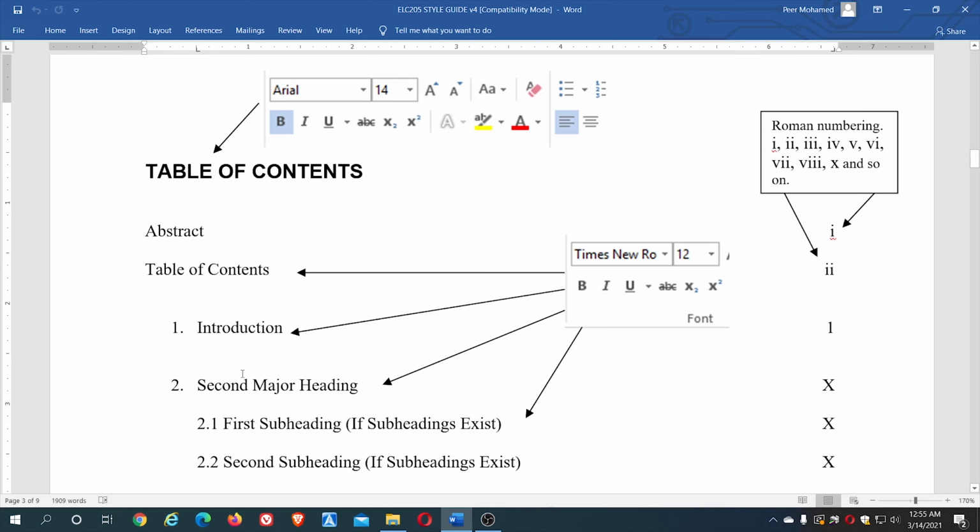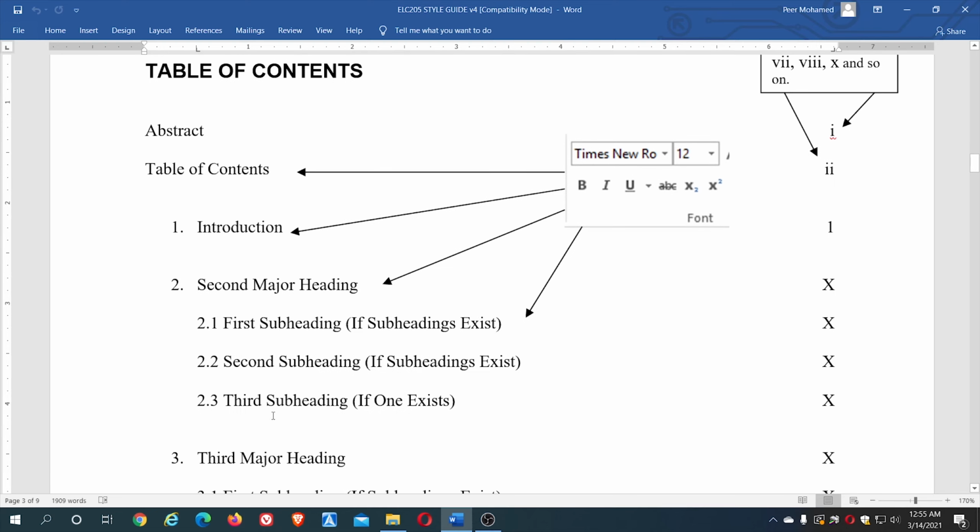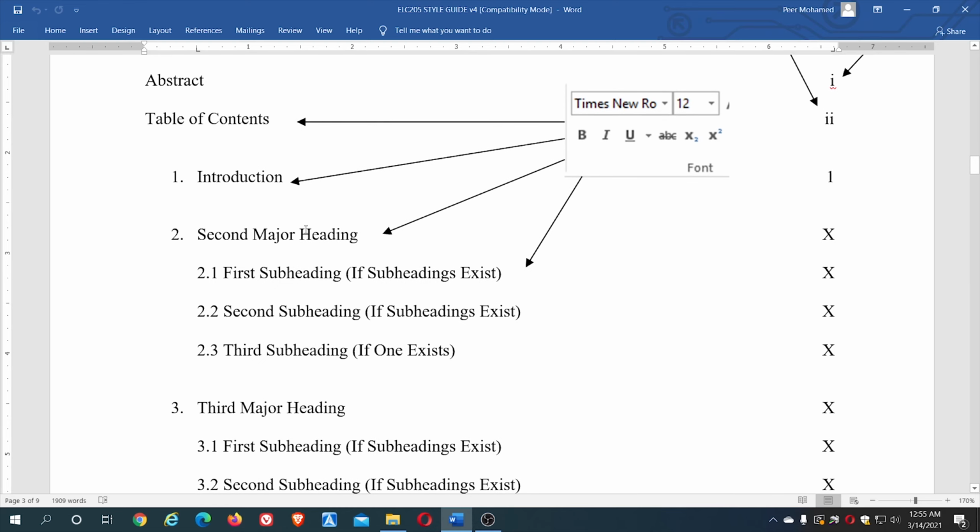And whatever text you are writing here, all this text should be in Times New Roman. The font size will be 12. You can see normal. Okay, so abstract is over. This is the table of contents.